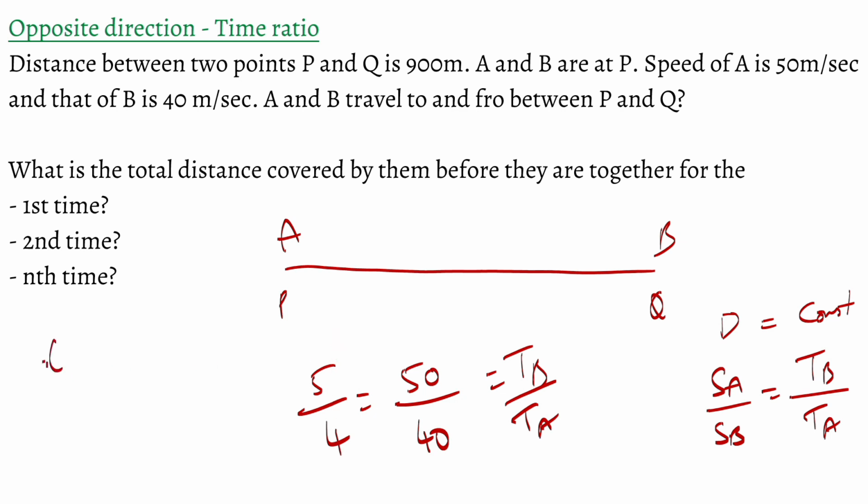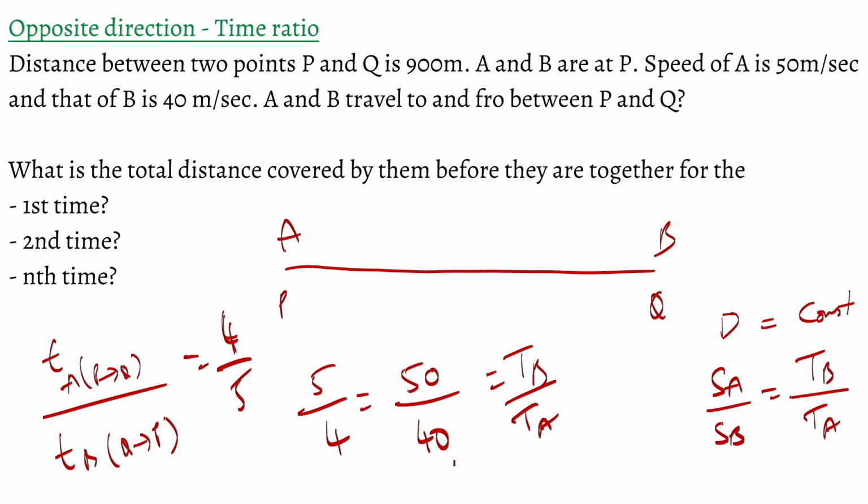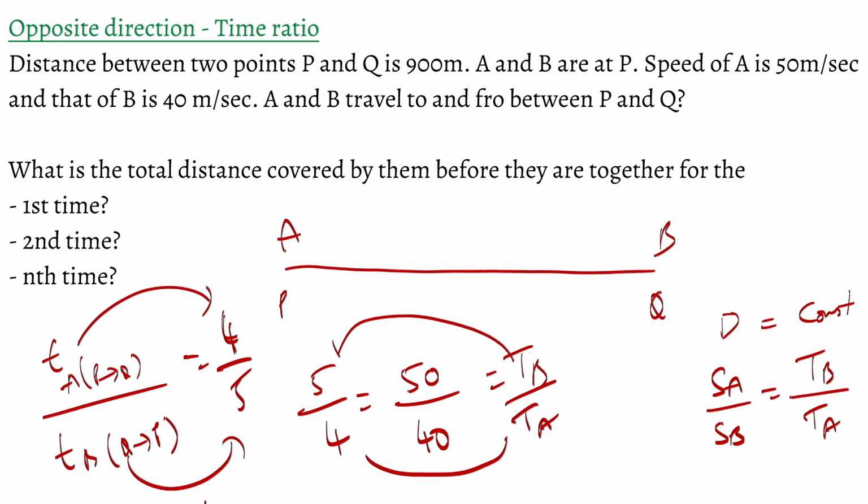So the time taken by A to cover from P to Q by the time taken by B to cover from Q to P will be the same ratio, 4 by 5, right? Because A corresponds to 4 and B to 5. Here also A to 4 and B to 5, right? So the ratio is 4:5. This is the time ratio.